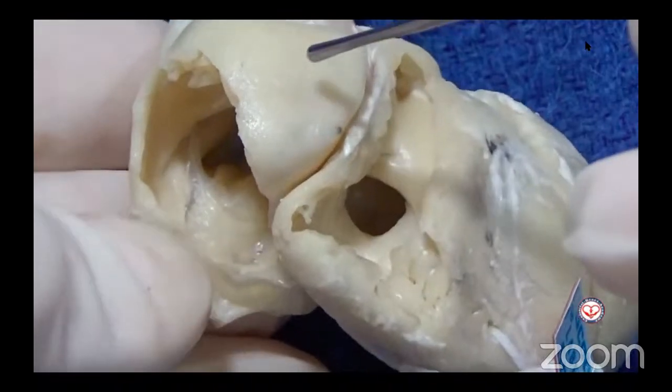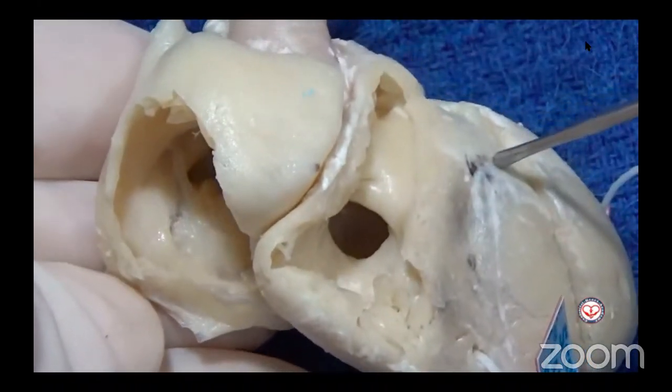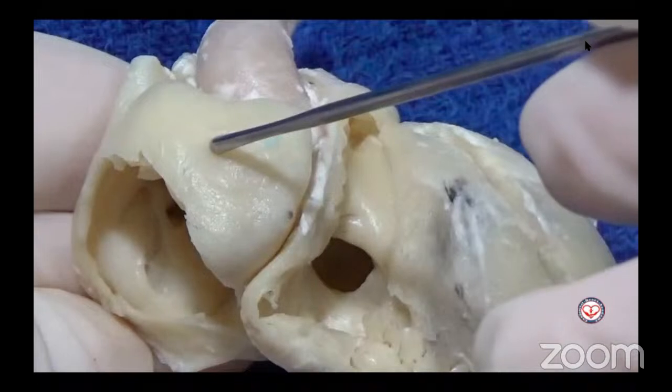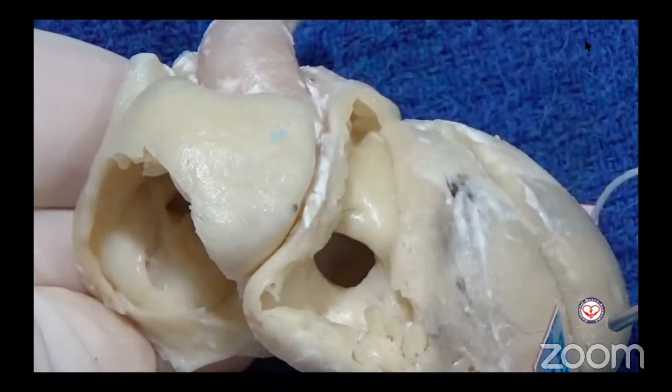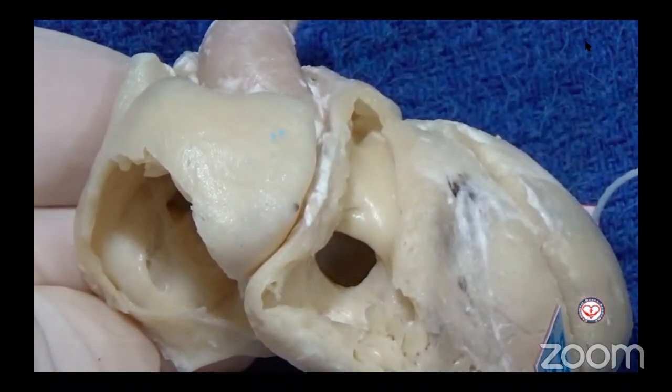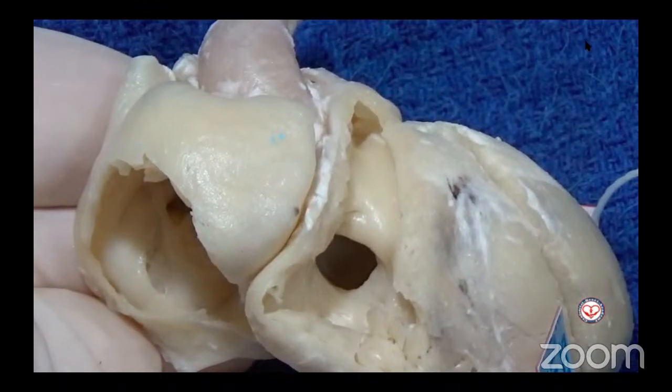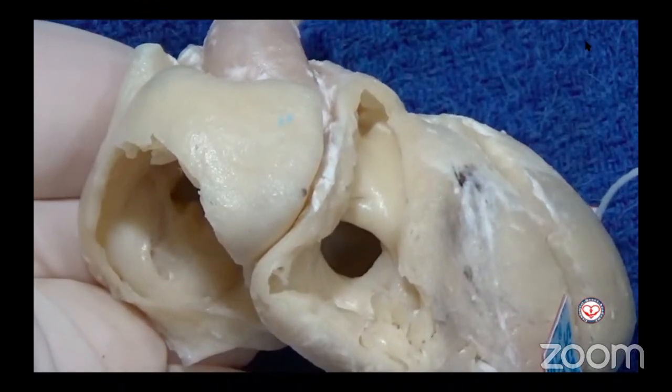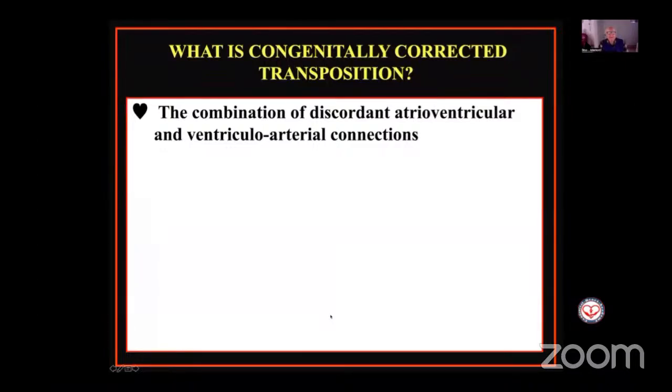So with absence of an atrioventricular connection, we have atrioventricular alignment, but it is not the same thing as having a concordant atrioventricular connection. So we can now answer our question. What is congenitally corrected transposition? It is the combination of discordant atrioventricular and discordant ventriculo-arterial connections.